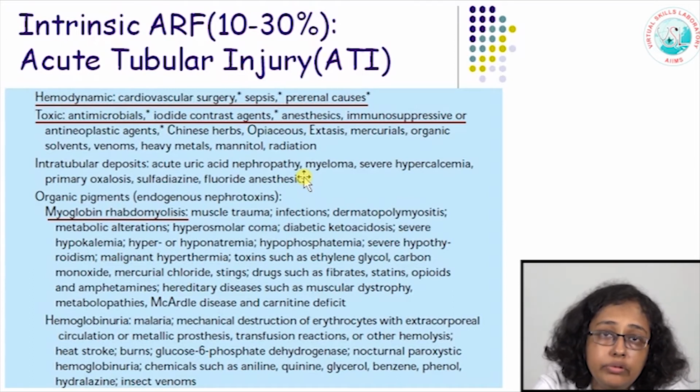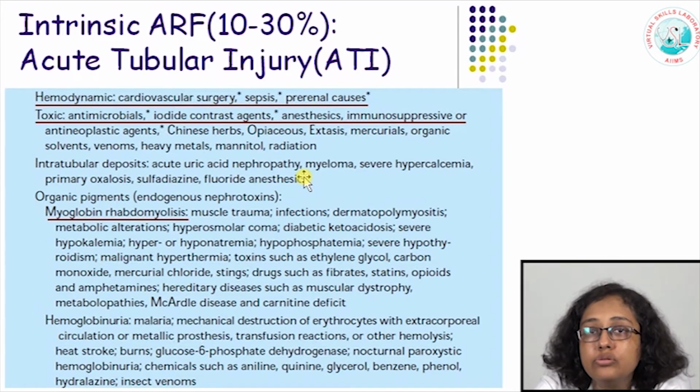if not intervened at a proper time, if it is prolonged, causes tubular injury. So all the causes which cause pre-renal acute renal failure can actually cause acute tubular injury as well. It is a continuous spectrum if not intervened at the appropriate time. And this is known as ischemic acute tubular injury because of a prolonged lack of blood supply or renal perfusion.